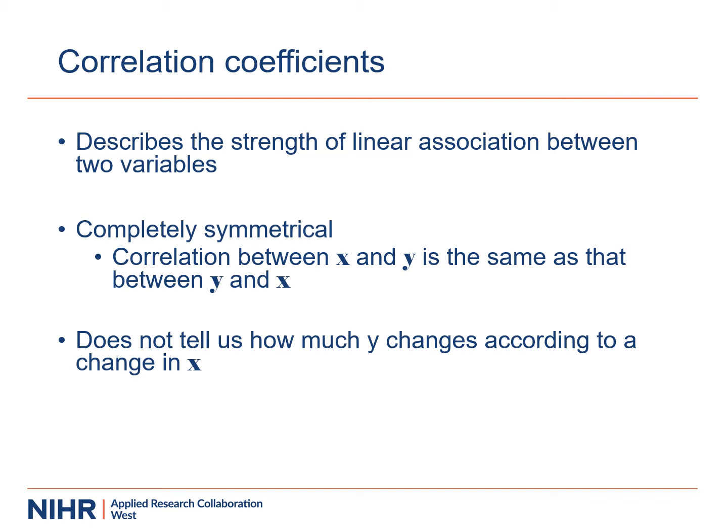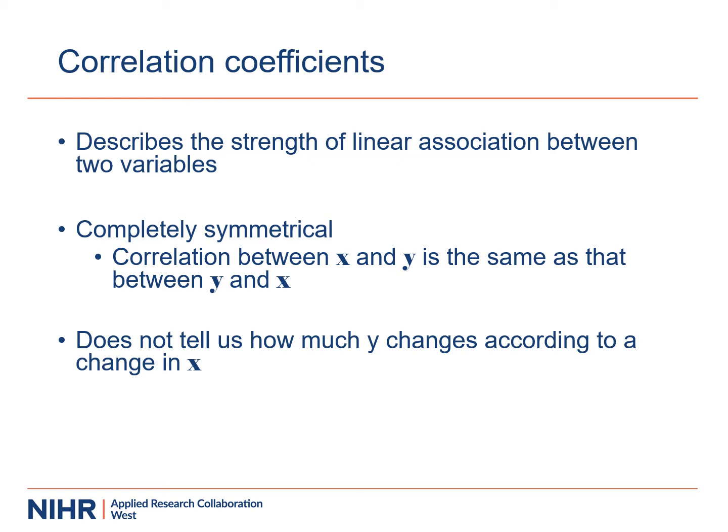To sum up, correlation coefficients describe the strength of a linear association between two continuous variables. It's completely symmetrical, so in math terms that means the correlation between x and y is the same as that between y and x. To use our example from the previous slide, it means the correlation between length and weight at birth is going to be exactly the same as that between weight and length at birth. To put it more simply, it doesn't matter which order you analyze the two continuous variables, the correlation will be the same no matter what. However, the important thing to remember is that the correlation coefficient doesn't tell us any more than that there is a linear association and its relative strength.